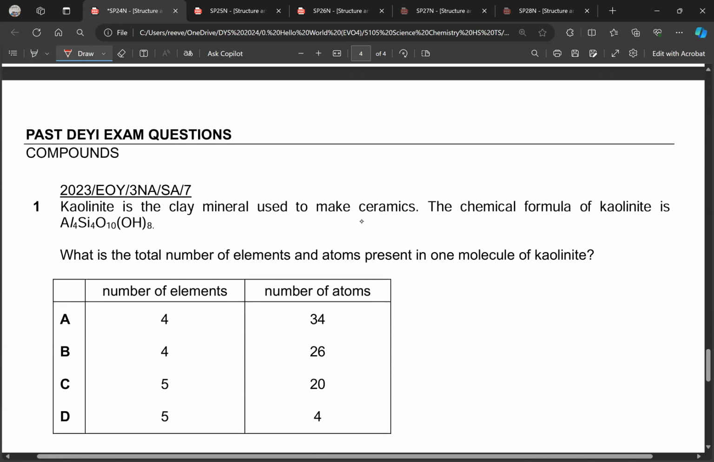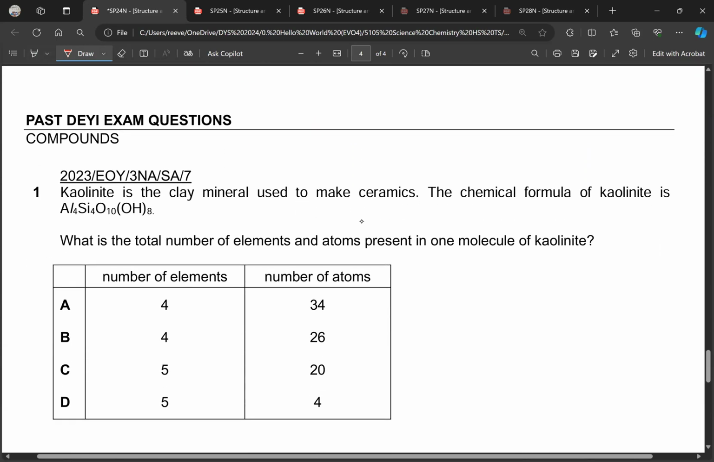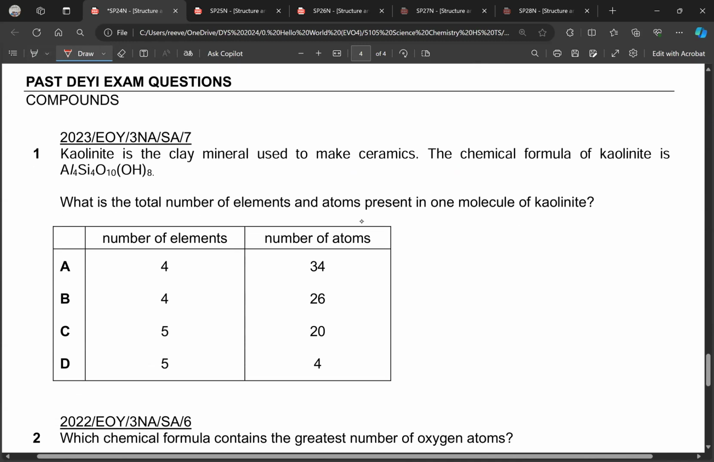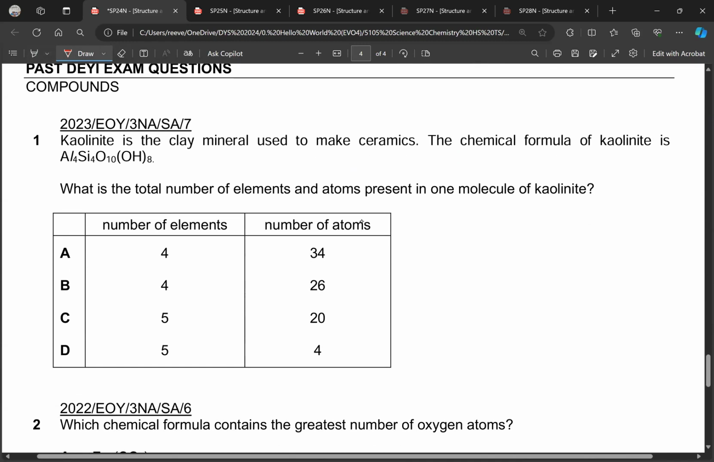Okay, let's look at a past year exam question. This was last year's end of year. They give you a very complicated compound. I don't know what it's called. It's KO99. So they give you a formula. What is the total number of elements and atoms present in 1 molecule of KO99? I don't know whether you can click and get the correct answer. So far, let's take a look.